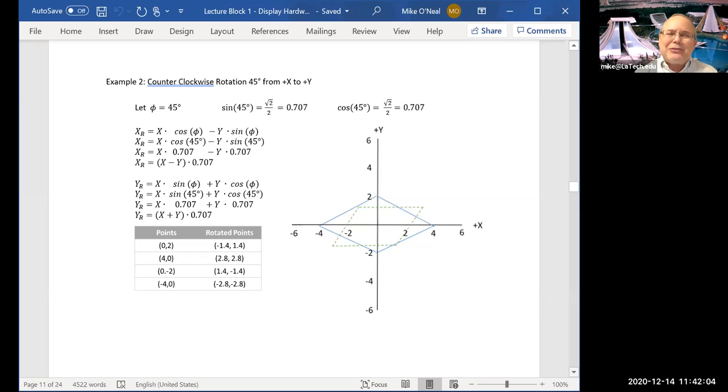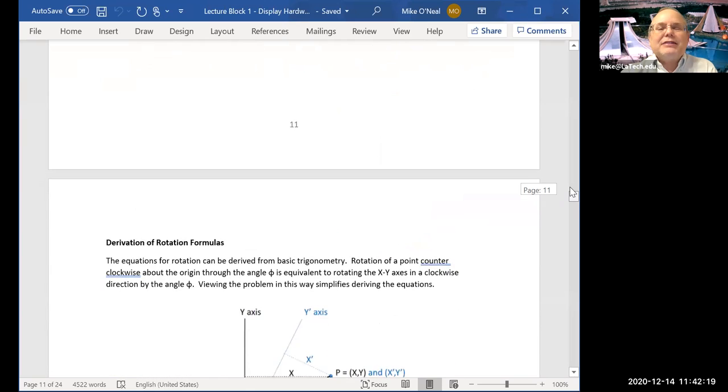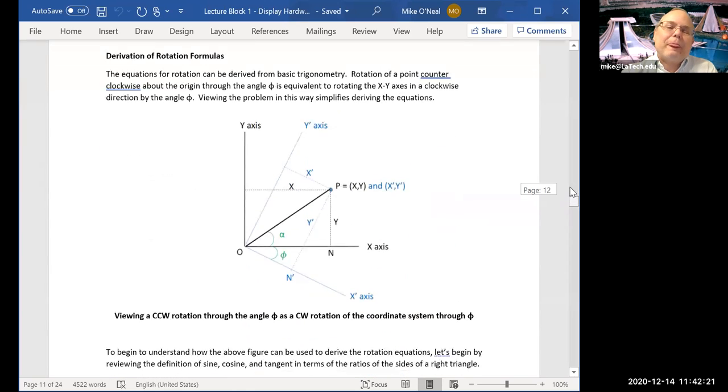But dude, where do these formulas come from? Did you just pull them out of the air? Can you give me some insight into how these equations work? And Mike says, I'll be happy to.